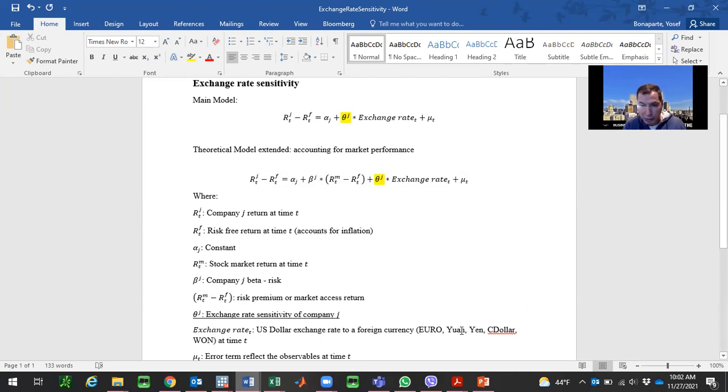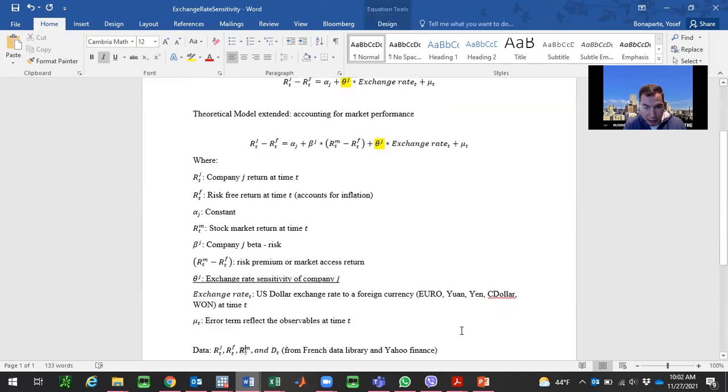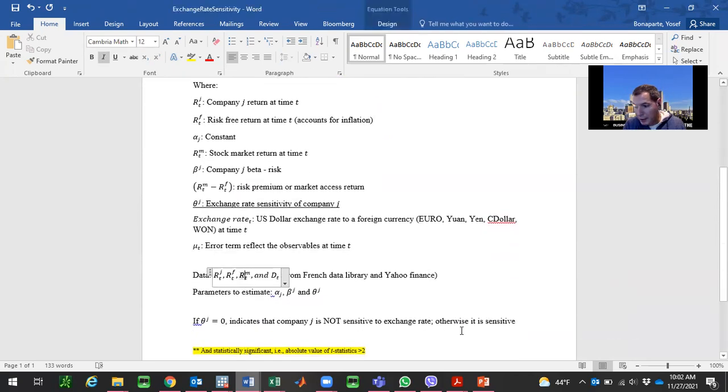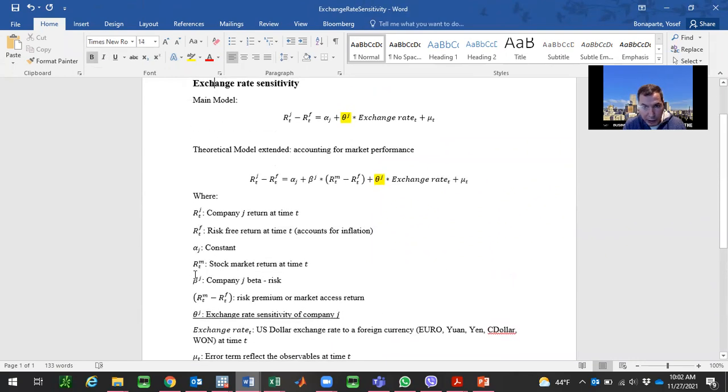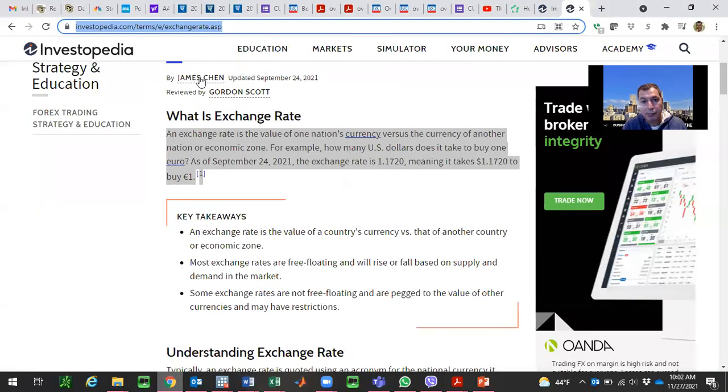We're going to analyze Apple today. We're going to focus on the yuan because Apple has big sales in China, and then Europe, and then Japan and Canada and other countries. So we need to collect data about all of these variables that we have: R_tj minus RF, alpha_j, the company return, risk-free, market return minus risk-free, and the exchange rate. So we have 1, 2, 3, 4 variables. We need to collect the data. So we're going to start one by one.